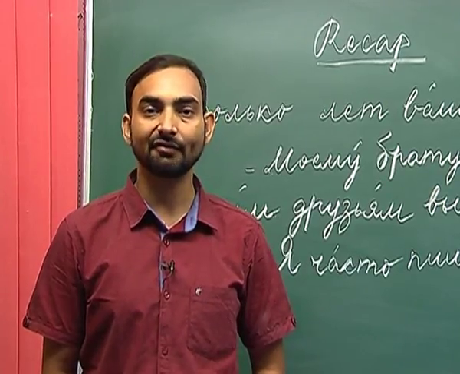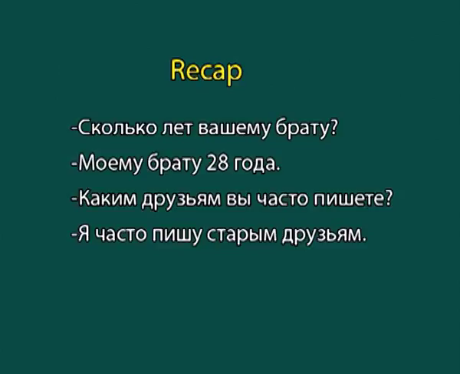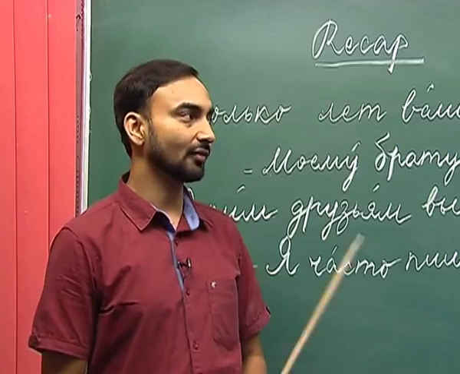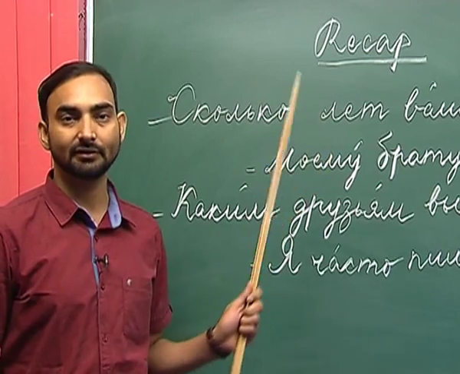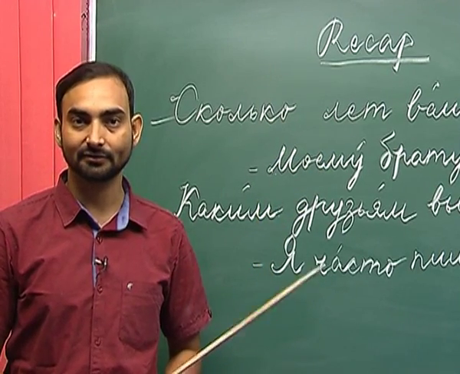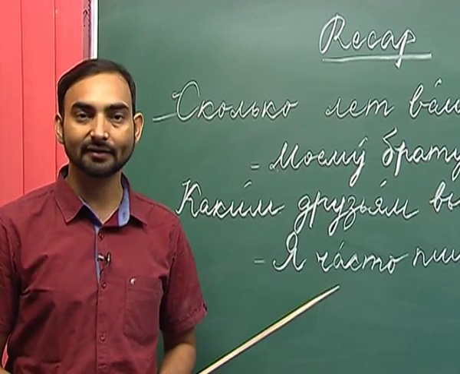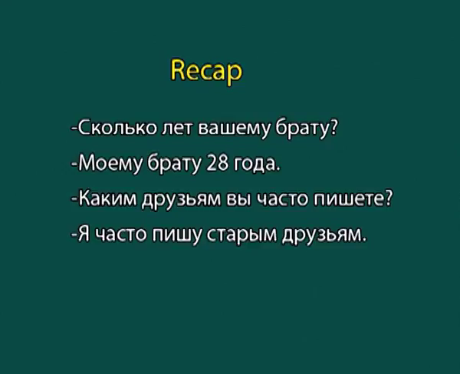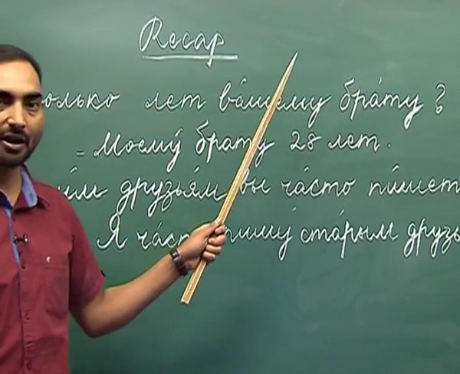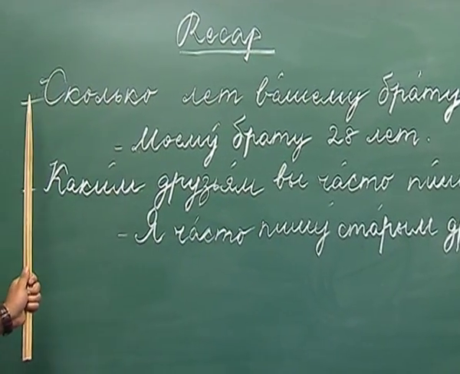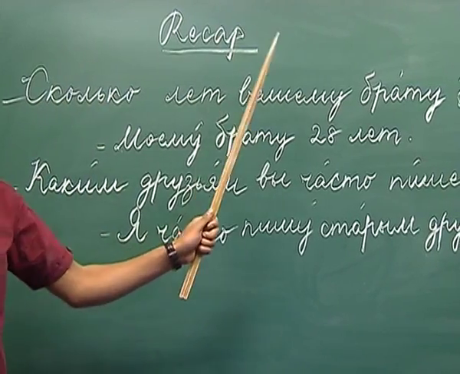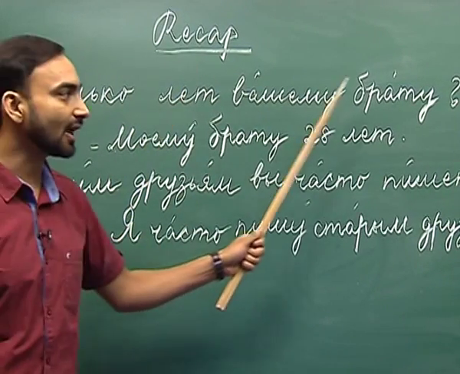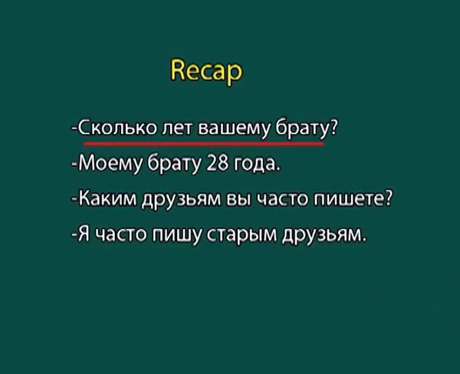Before moving on, let's have a quick recap of some of the topics that we have learnt in the previous lesson. If you remember, we have learnt the construction Skolka vam let. How old are you? So, how do we ask someone about his or her age? When we ask someone about his or her age, we use the noun or pronoun in the dative case, like we have used in the given sentence. Skolka let вашему брату. So, how old is your brother?